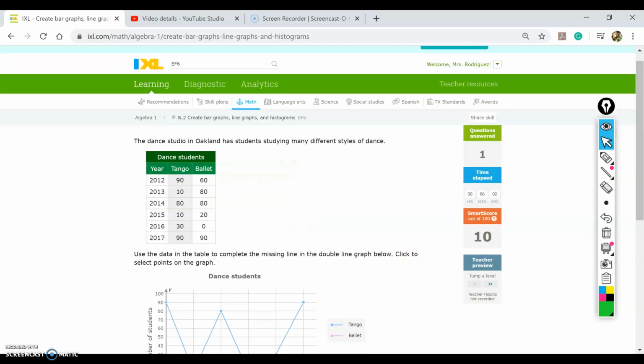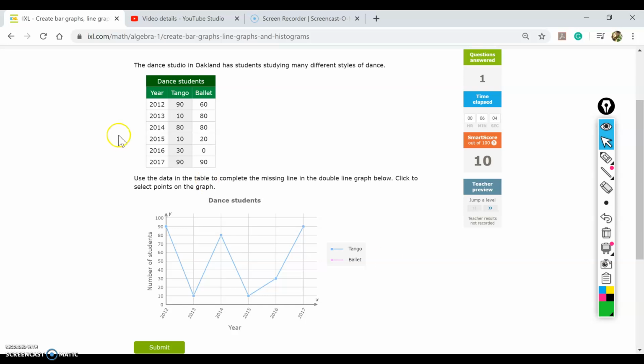Now let's do this one here. I'm going to read it one more time. The dance studio in Oakland has students studying many different styles of dance. And then they give you the dance students, the year, and the type of dance, which is tango and ballet. Now, using the data in the table, complete the missing line in the double line graph below.